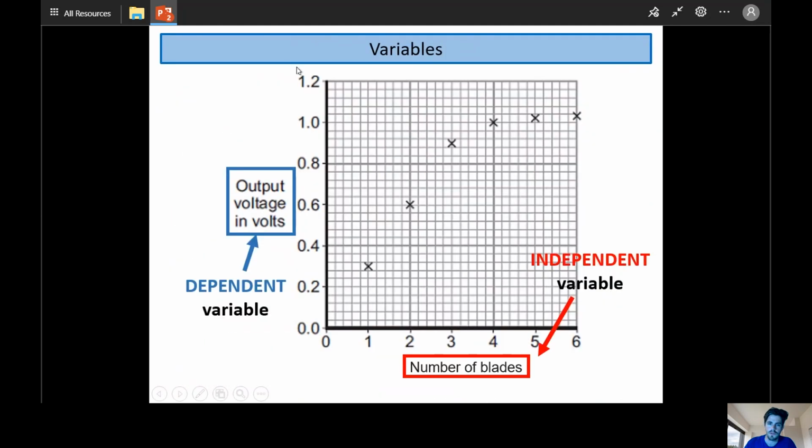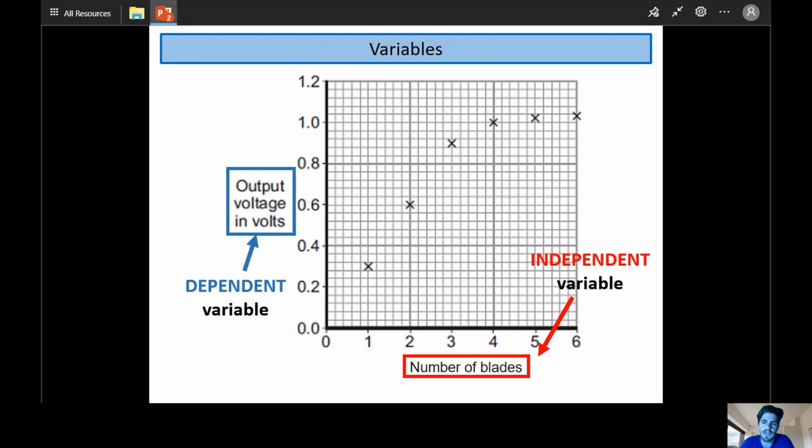Let's take a look at that there. So for this graph here, the independent variable is the thing that changed, and the dependent variable is the measured outcome. So from this graph here, it looks like we've done an investigation into wind turbines with a varying number of blades from 1 through 6. Okay, 0 blades, doubtful we tested that. And the dependent variable then would be measuring how much potential difference can be produced in volts, so the output voltage, and seeing if there's any relationship between those two.